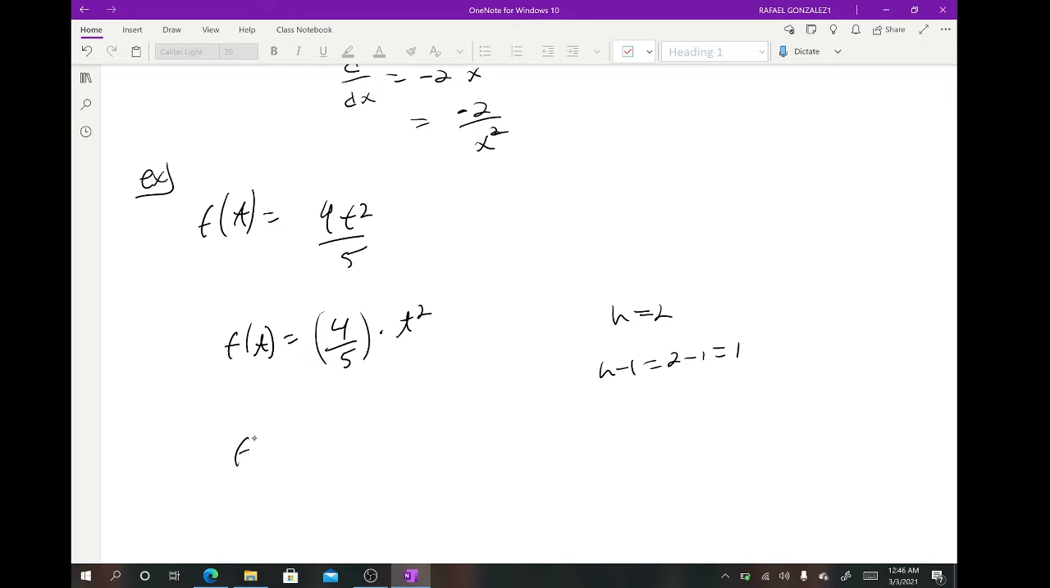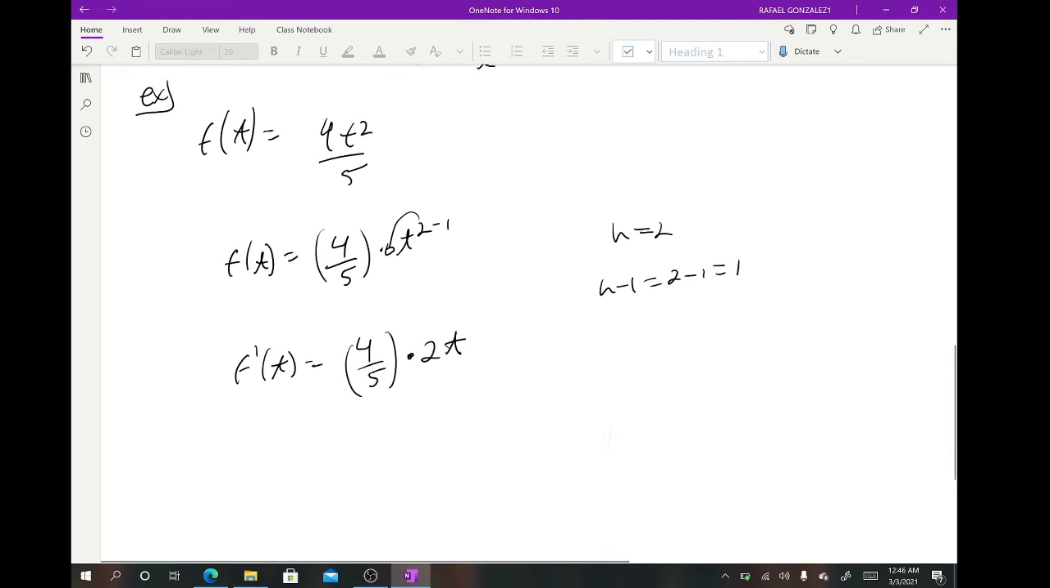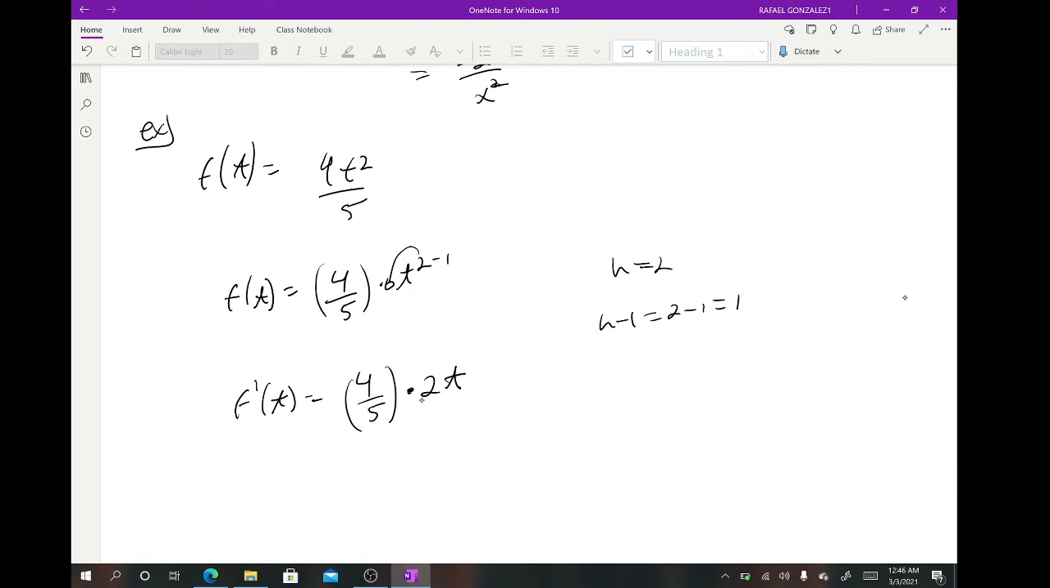So now we know that f prime of t is going to be equal to 4 over 5, this is now where we actually get to speed up the process, times 2t. I'm going to start speeding up the process a little bit now, because I think now you get the point. You bring down the 2, and then you minus 1 from it. That's all we're doing.